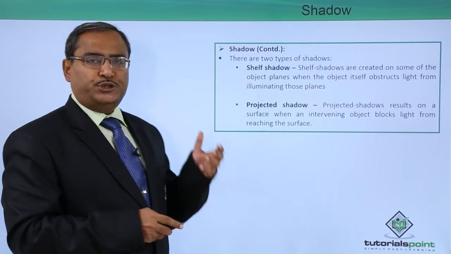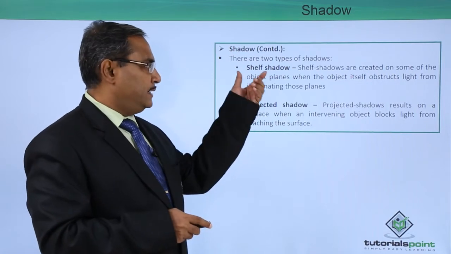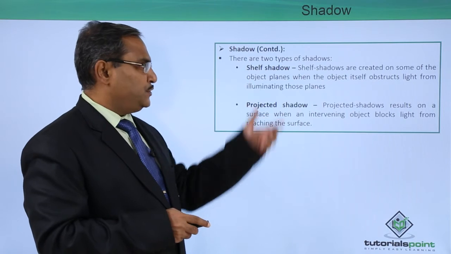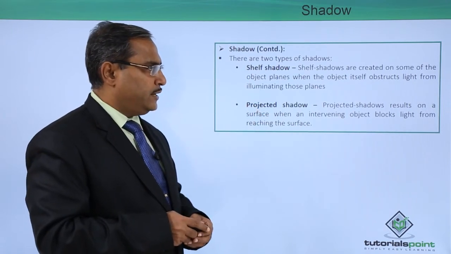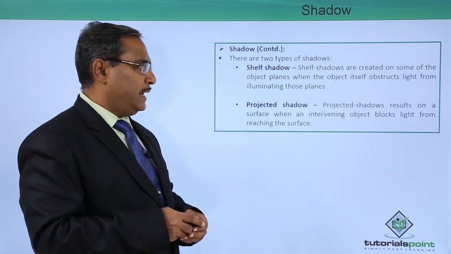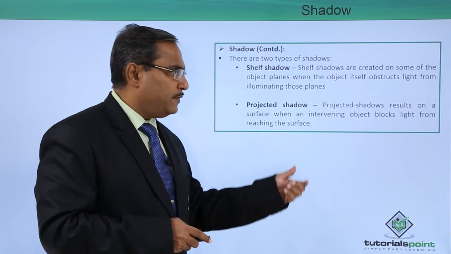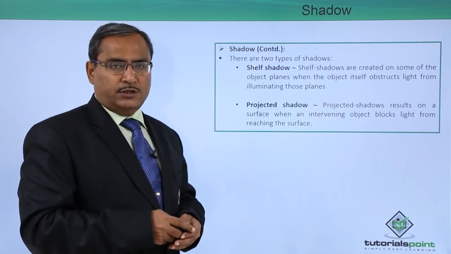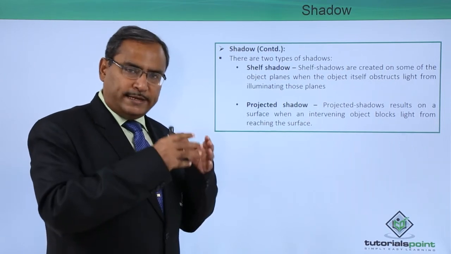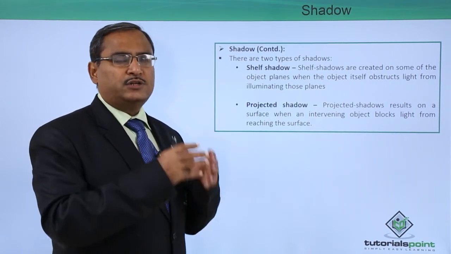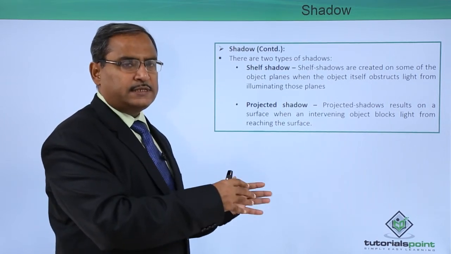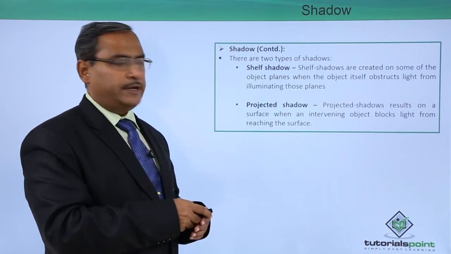There are two types of shadows possible. One is the self shadow and the other is the projected shadow. In case of self shadow, self shadows are created on some of the object planes when the object itself obstructs the light from illuminating those planes. So self shadows means the object itself will obstruct the light, and that's why the light will not be falling on certain surfaces, and there the shadows will be created.